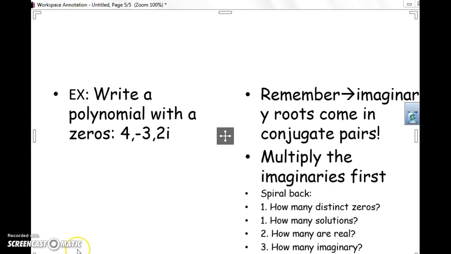They want to know that imaginary numbers come in conjugate pairs. I'm talking about EOC, your final for Algebra 2. It's a state thing, like your final exam. So this 2i, if there's a positive 2i, which other one has to be there? Negative 2i. The conjugate gets put in there with it. And they're not going to tell you that. They're going to expect you to know that.